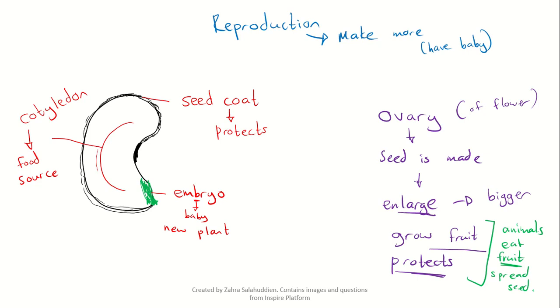So the fruit, the ovary, will enlarge. It will become bigger. It will turn into a fruit. The animal will eat it. And when the animal has its droppings, it will have the seed inside of it, and it will go into the ground and grow into a new tree. And this is how plants reproduce.